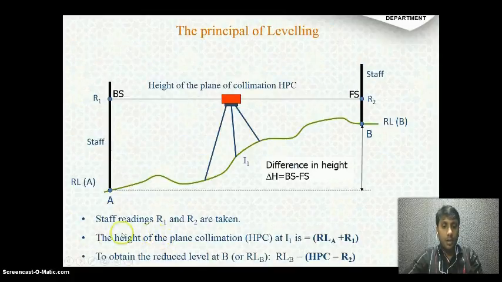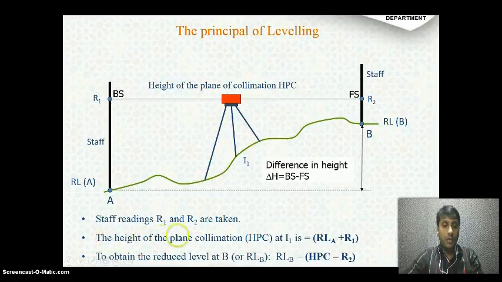The height of the plane collimation. Follow my mouse here. The height of plane collimation is known as HPC, height of plane collimation at I1, where I1 is instrument 1, is RL of A plus R1. If you want to calculate this height, you know the RL of A, you know the staff reading. If you add these two things, you can get the height of plane collimation.